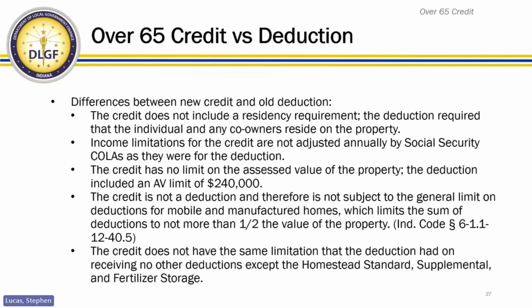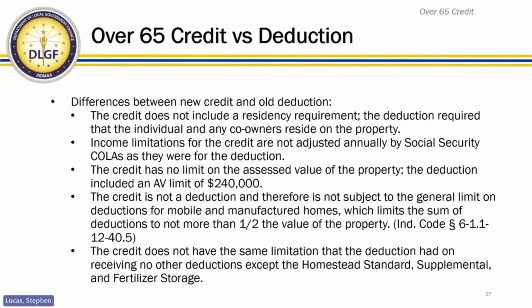However, the amount of the threshold. Under the deduction, those were adjusted annually by an amount equal to the Social Security cost of living adjustments. That Social Security cost of living adjustment calculation was not carried over to the over 65 credit for whatever reason. So that $60,000 threshold and $70,000 income threshold, those amounts, unless there's a change of law, will not be adjusted annually based on the Social Security COLAs.